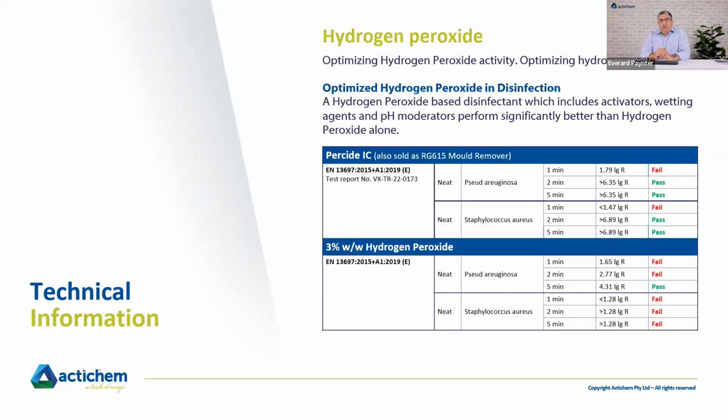We did a further test in relation to bacteria, namely Pseudomonas aeruginosa and Staphylococcus aureus. So the Percide IC is a product which is a TGA hospital-grade disinfectant. It is also sold as the Responsibly Green mold remover, which is what most of you will know it as. This is compared to the 3% hydrogen peroxide. So Percide IC also has 3% hydrogen peroxide in it. Look how much improved the pass rates are on the Pseudomonas and the Staphylococcus aureus in those timeframes compared to just a straight 3% hydrogen peroxide mix. Very, very interesting.